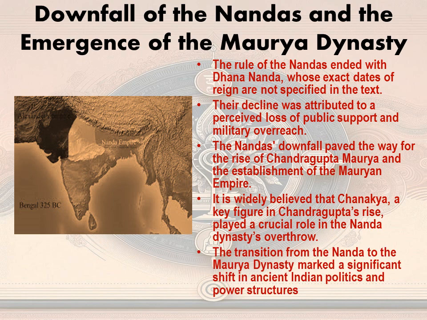The transition from Nanda to Mauryan dynasty marked a significant shift in ancient Indian politics and power structure. So this transition from the Nanda empire to the Mauryan dynasty marked a very significant event in Indian history, and the Mauryans went on to become the chief power center of the world at that point of time.